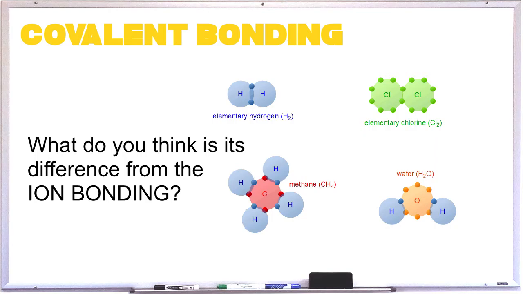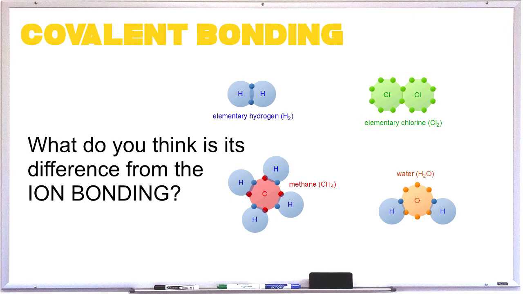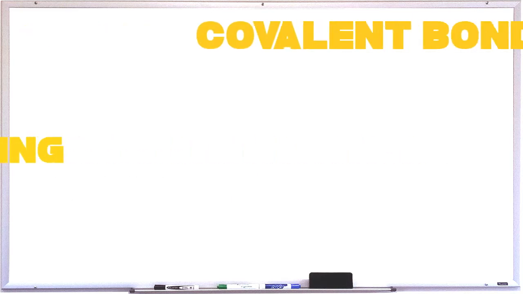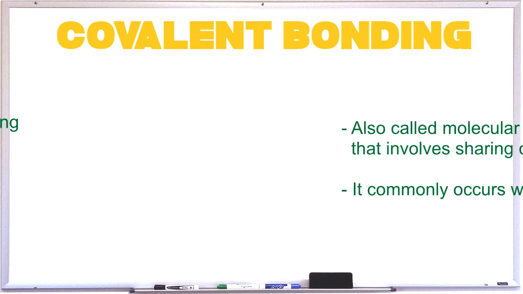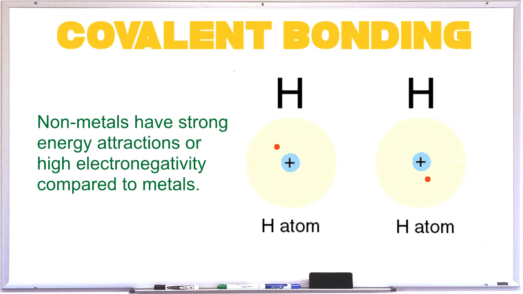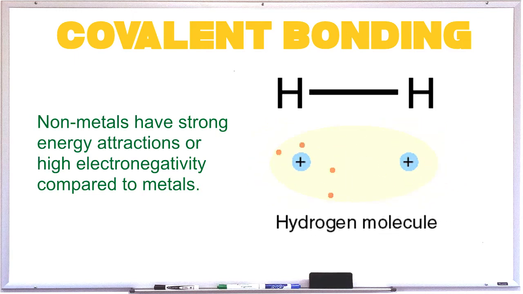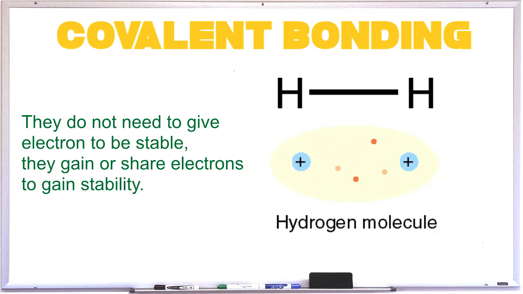And now, let us proceed to covalent bonding. What do you think is its difference from the ionic bonding? Well, covalent bonding, also called molecular bond, is a chemical bond that involves sharing of electron pairs between atoms. It commonly occurs when two nonmetals bond together. Nonmetals have strong energy attractions, or high electronegativity, compared to metals. They do not need to give electrons to be stable. Instead, they gain or share electrons to gain stability.